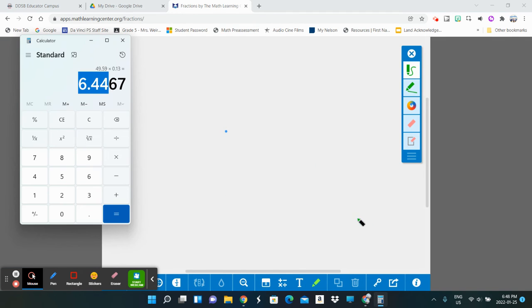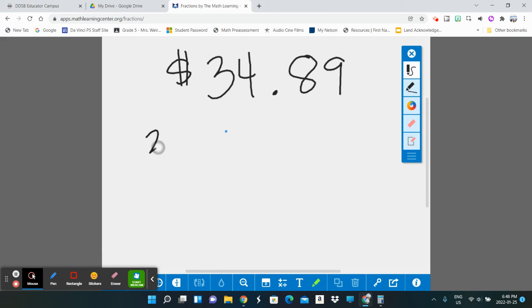Let's look at one more example. So you go to the toy store and you're buying something. What might we buy? We're going to buy a Pokemon trainer box. The Pokemon trainer box costs $34.89. And we know there's tax on that, and we know the tax is 13%.